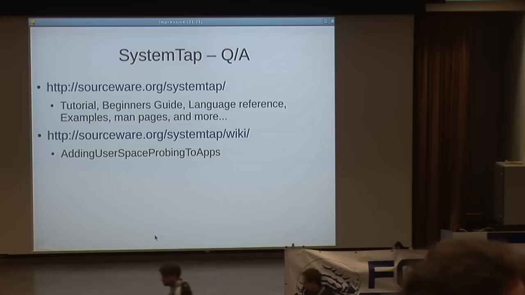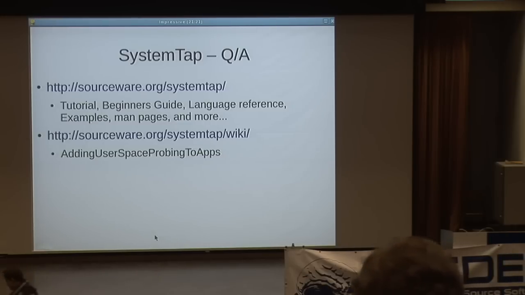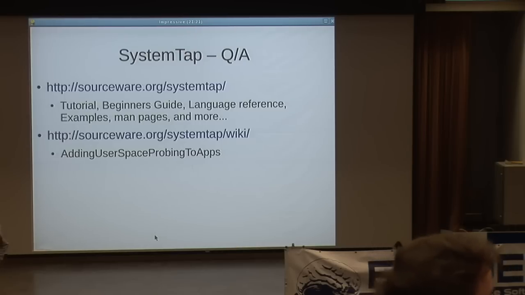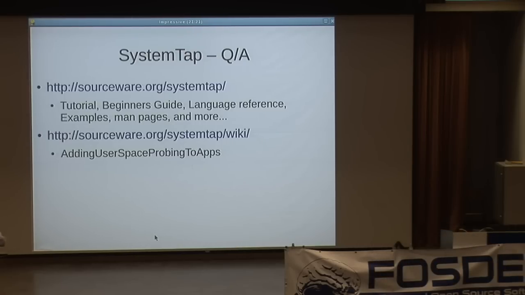How much of the debug info is SystemTap understanding? For example, how can it print a struct? Yes. SystemTap sees the debug info for the struct, and you can actually dereference and get the fields of a struct.